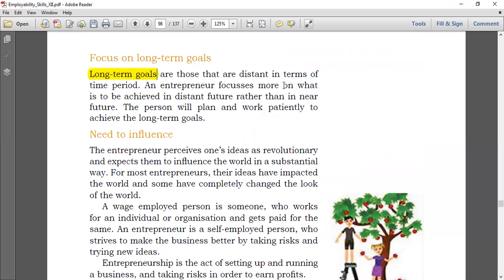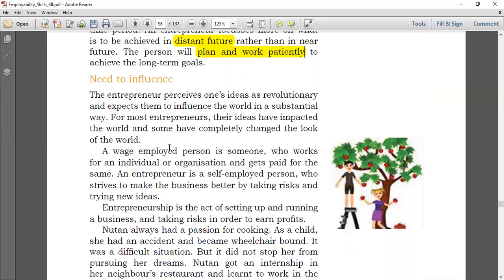Entrepreneur focuses more on what is to be achieved in distant future rather than in the near future, right? So ज़्यादा देर 5 साल 10 साल 20 साल के बाद कहाँ होगे उस पर फोकस करो. And then you have to plan and work patiently for achieving those goals.